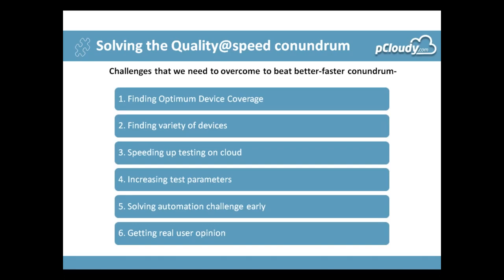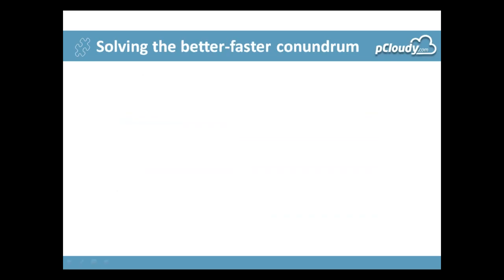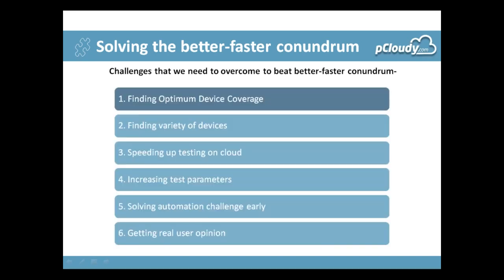So what I have done as part of this session is to show the solutions that we have in store for users when they are using pCloudy. Those solutions are categorized into these 6 areas, which form the top 6 challenges when you talk about mobile app testing. We'll take up each challenge and see how we solve it with pCloudy as a solution. So the first challenge that I'm going to talk about is optimum device coverage. We talked about device diversity as a challenge.